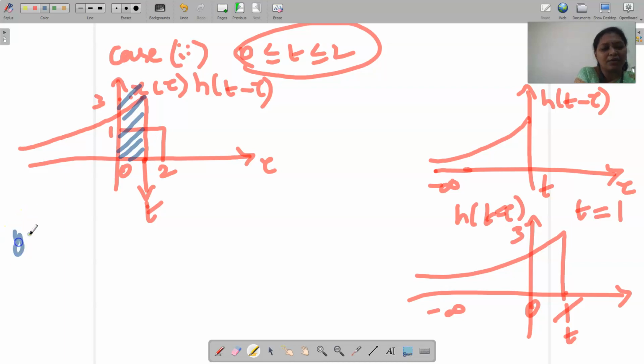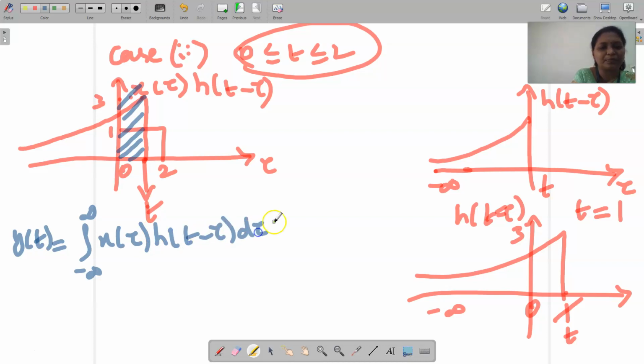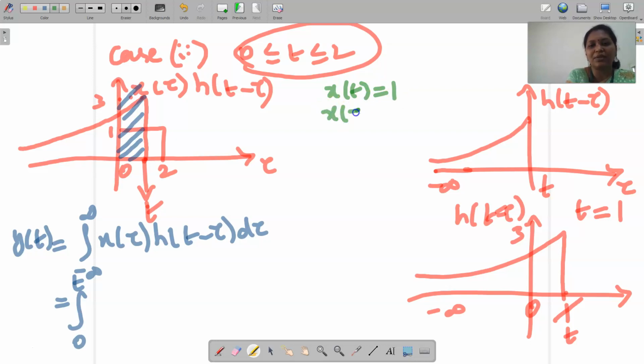So how you have to find out y of t means, the general integration formula is minus infinity to infinity x of tau h of t minus tau d tau. Since there is an overlap between these two things within the range 0 to t, I have to put 0 to t. Why? Because there is an overlap existing between these two ranges. And what is x of tau now? Actually x of t is 1 for 0 to 2. X of tau also becomes 1 because there is nothing to substitute t.